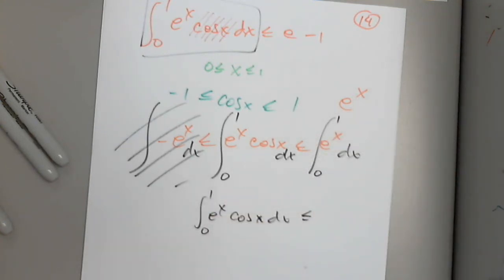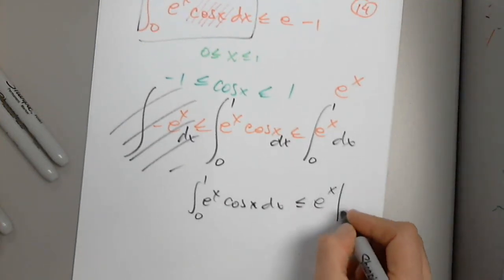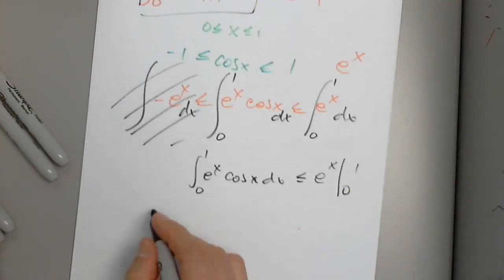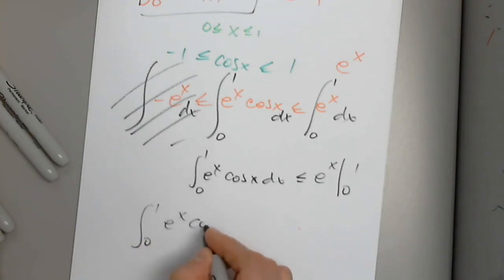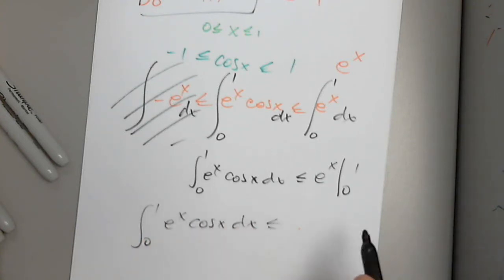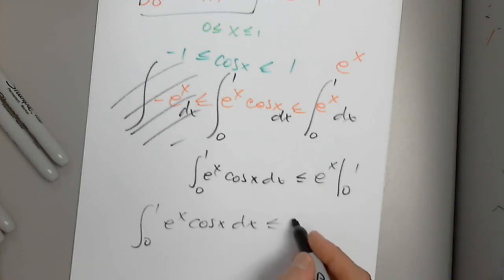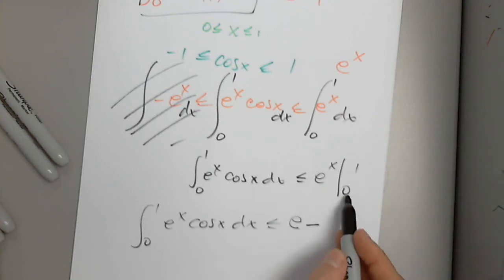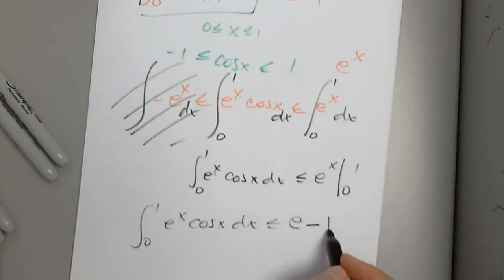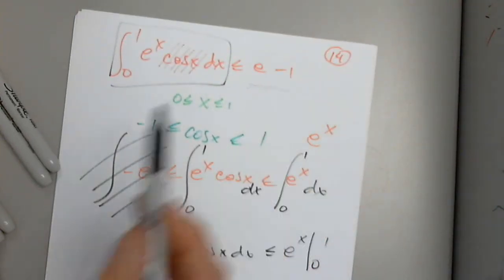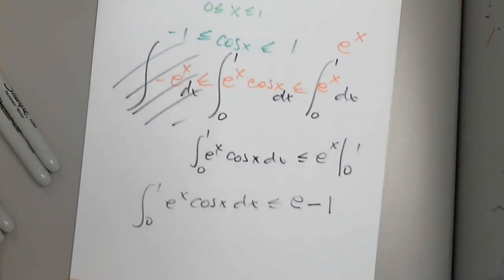So which function has derivative e to the x? So e to the x from 0 to 1. So the integral from 0 to 1 of e to the x cosine x dx is less than or equal to, when we plug in 1, we get e minus, when we plug in 0, that's it.